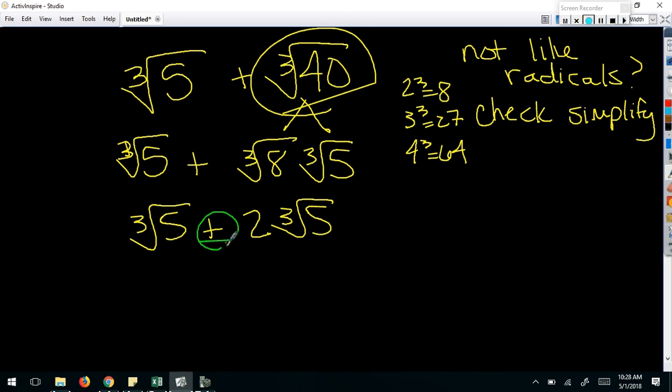So what do you get when you add these together? If you had x plus 2x, what would you get? 3x. If I have cubed root of 5 plus 2 cubed root of 5, what do I get? 3 cubed root of 5. This is 1 cubed root of 5. This is 2 cubed roots of 5. Okay, so if there's not anything there, then you put a 1.